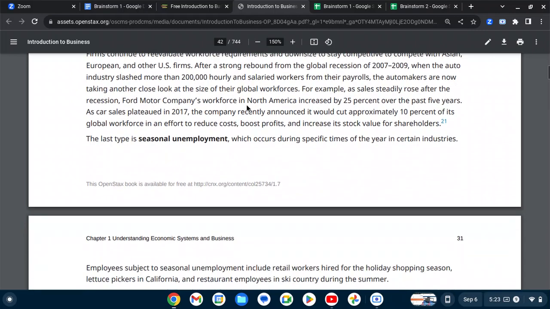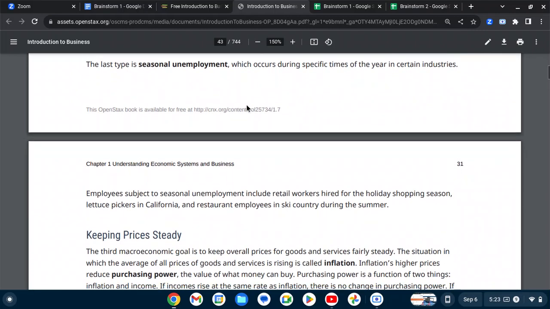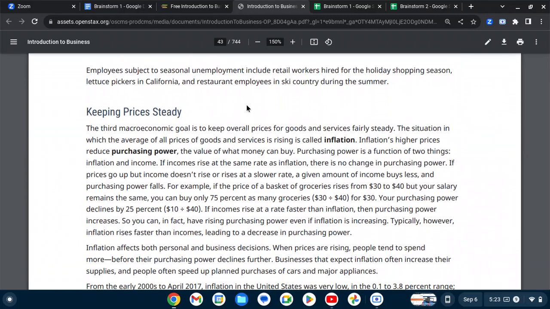The last type is seasonal unemployment, which occurs during specific times of the year in certain industries. Employees subject to seasonal unemployment include retail workers hired for the holiday shopping season, lettuce pickers in California, and restaurant employees in ski country during the summer.